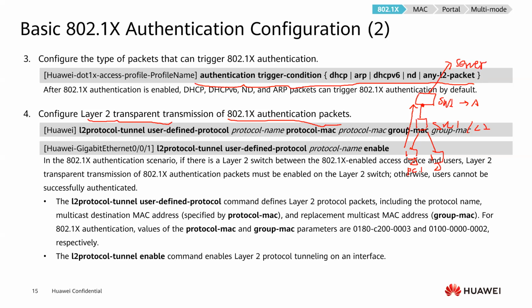However, as usual, a layer 2 device will discard this kind of packet, because it is a protocol packet. So if your network is like this scenario, you need to enable layer 2 transparent transmission of this packet by configuring this kind of command. So it's very important.